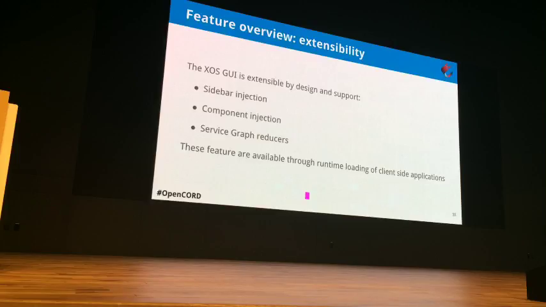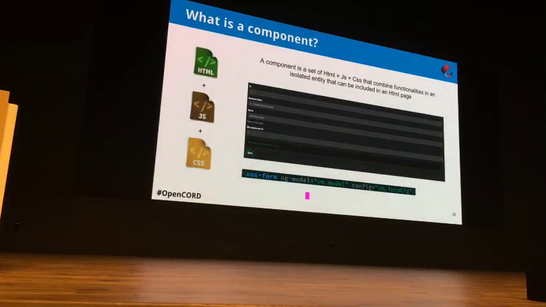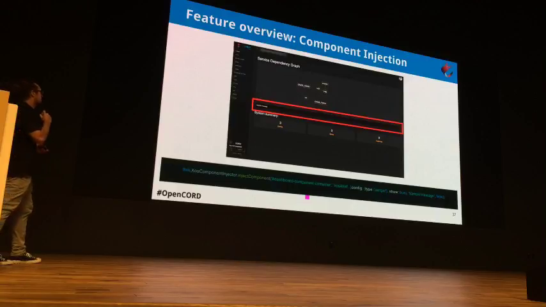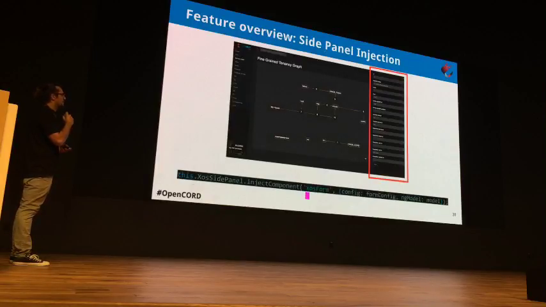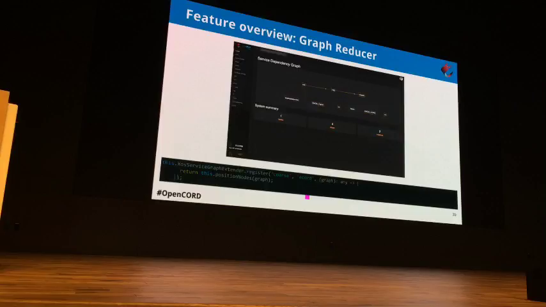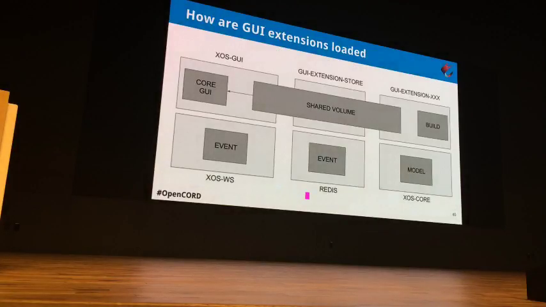Before talking about that, I need to spend 1 minute on the definition of what a component is. A component is basically a set of HTML, JavaScript, and CSS to provide a bundled functionality that you can then use wherever needed. An example is just an alert that you can inject in different places to, for example, notify a successful synchronization or an issue somewhere. You can extend any page of the GUI with your model to give information on it or let the user quickly change them. And you have the ability to override the service graph to provide custom functionality needs. How does this work from a technical perspective?